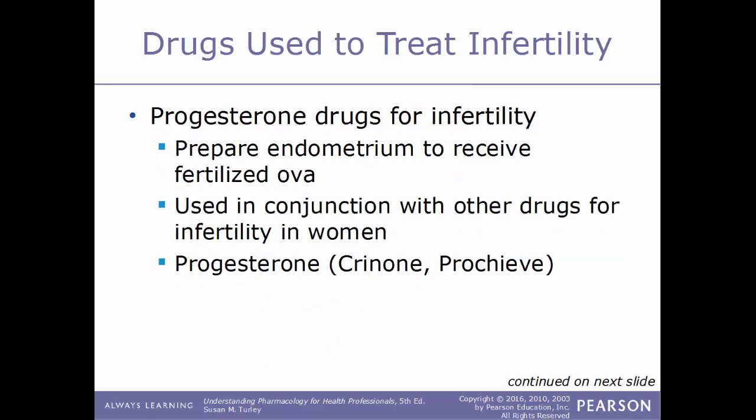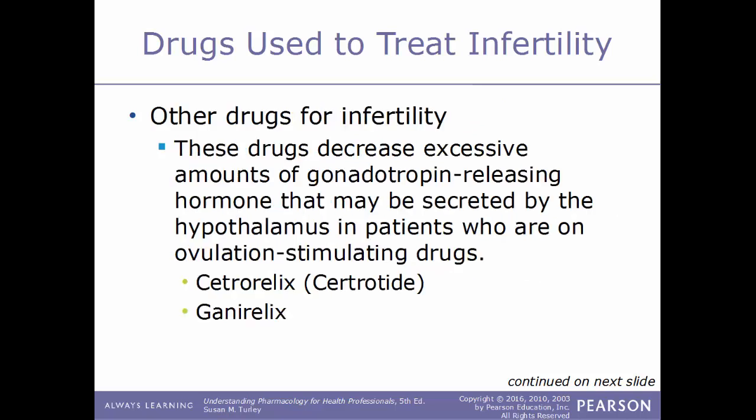Alright, now we'll talk about progesterone drugs that are used to treat infertility. And these act because they help prepare the endometrium to receive a fertilized ovum. These are used in conjunction with other drugs for infertility in women. And progesterone is sold under the trade names of Crinone and Prochieve. Now, there are other drugs that are used to treat infertility.